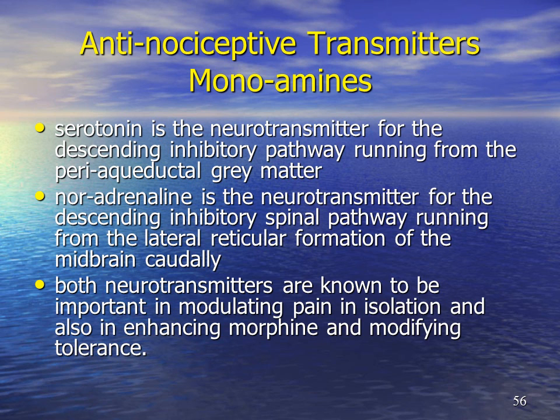So other transmitters, particularly looking at the descending inhibitory pathways, serotonin's important. Noradrenaline is a neurotransmitter for the descending inhibitory spinal pathway running from the lateral reticular formation of the midbrain caudally, and both neurotransmitters are known to be important in modulating pain in isolation and also enhancing morphine and modifying tolerance. And one thinks about using drugs such as the tricyclic antidepressants in that situation. Of course, those drugs are widely used in treating both cancer and non-cancer pain.